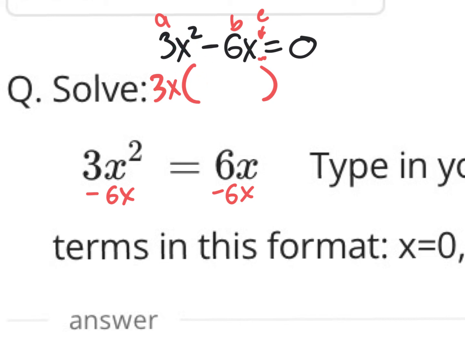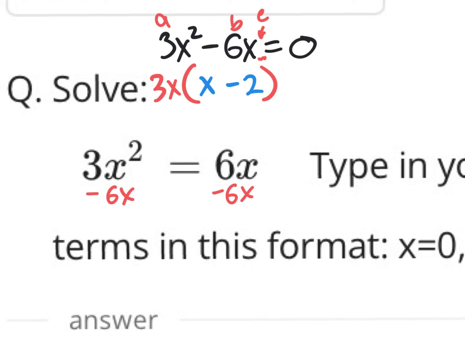3x times what will get you a 3x squared? That would simply just be x. 3x times x gets you a 3x squared. How about 3x times what will give you a negative 6x? That will be a negative 2. So we have factored out the GCF of 3x.